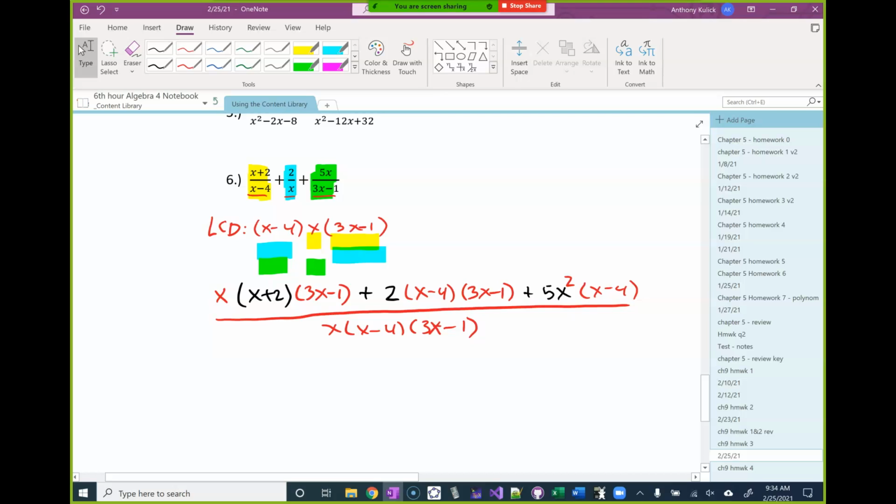I have to multiply all this garbage out and then combine like terms. And then I can check to see if I can factor and reduce. But I have to multiply it all out and combine it together first, okay?